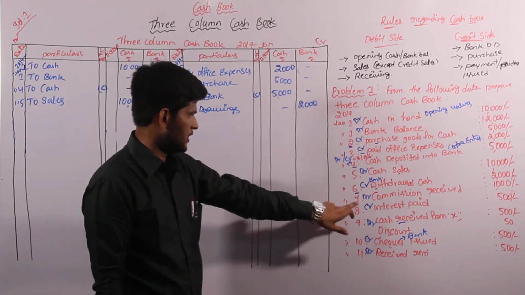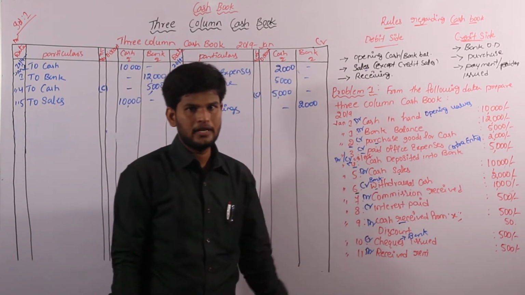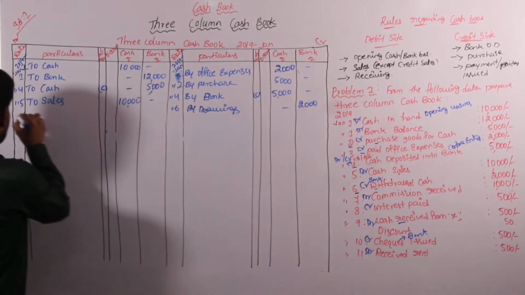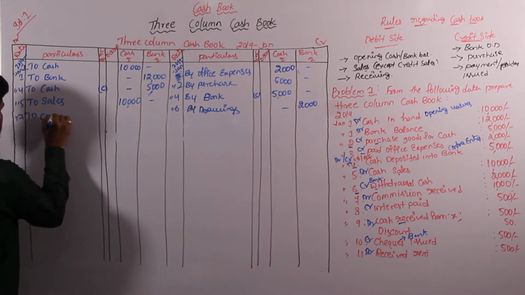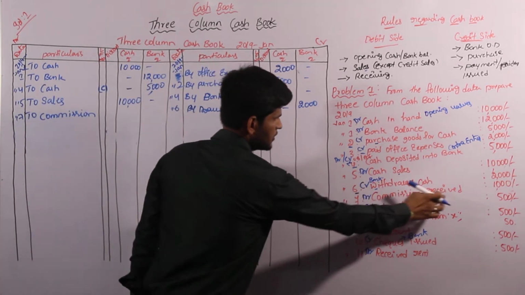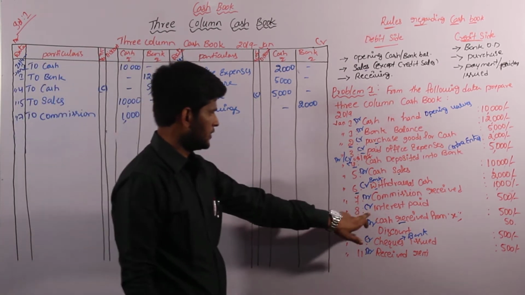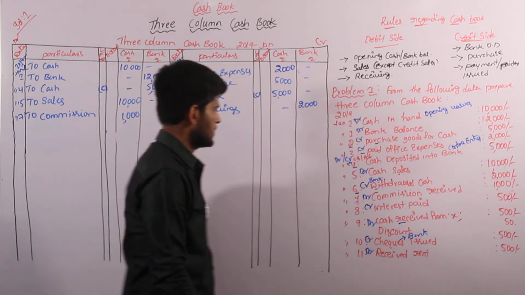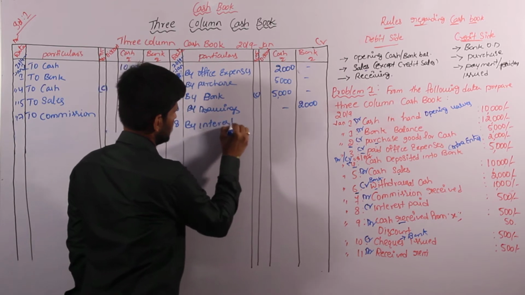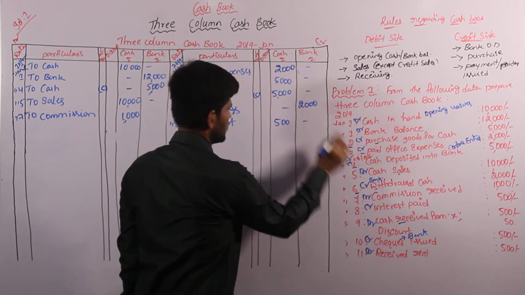And come to the seventh one, commission received. We are receiving commission, but there is no cash and there is no bank, so we have to identify commission received in terms of cash. On 7th, "To commission" 1000, right? And next one, 8th one, interest paid. Payment is there in the credit side, that is on 8th, "By interest" amount 500, that will be the cash column because there is no cheque.